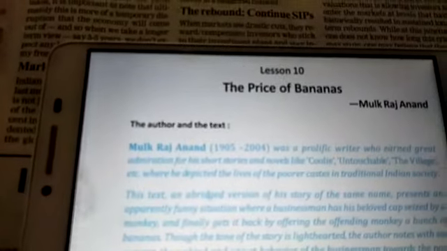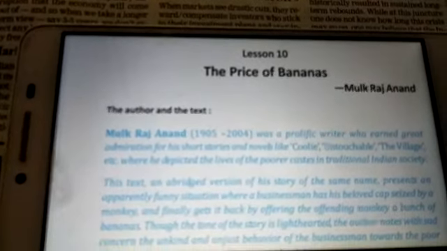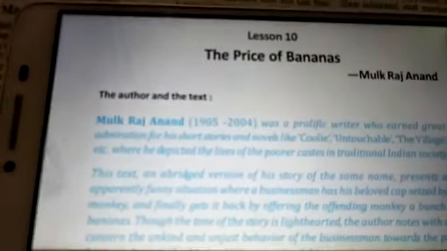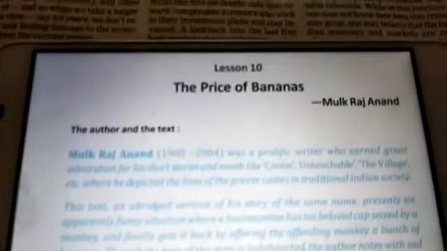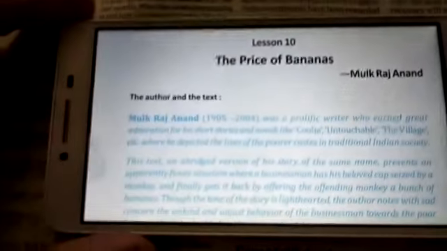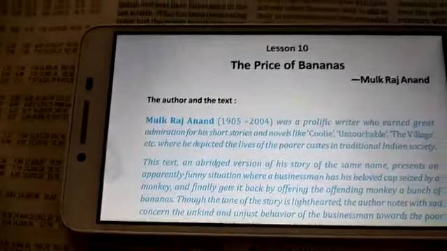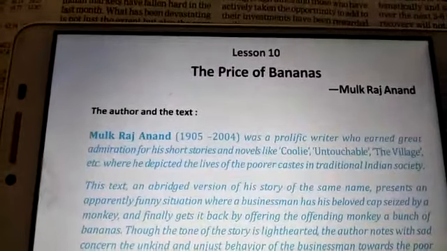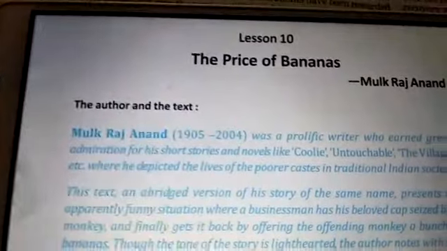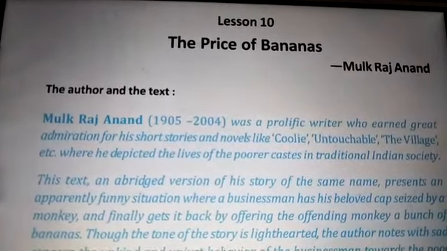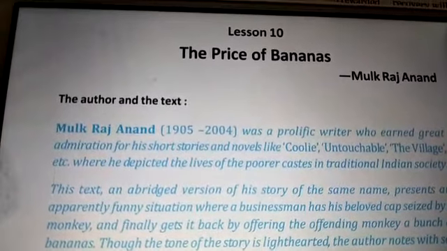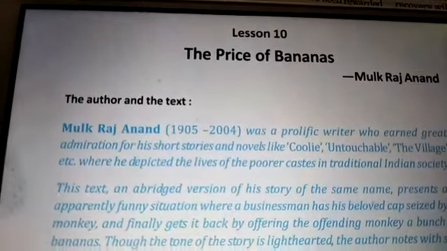Now focus on our lesson. Hello. Here is lesson 10 by Mulk Raj Anand. Lesson 10 of your textbook for class 9: Mulk Raj Anand, The Price of Bananas.